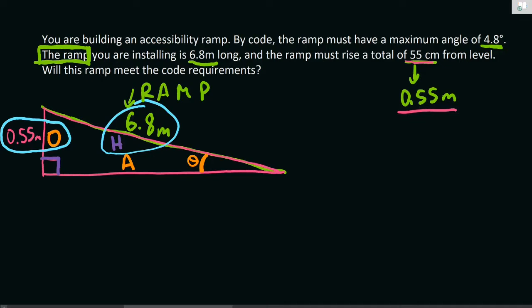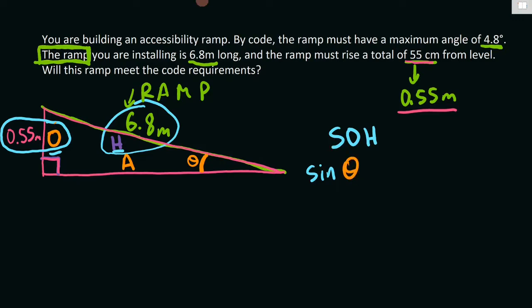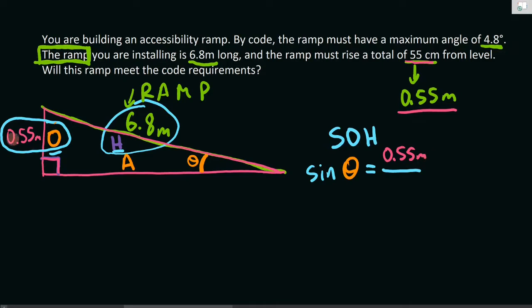Now, if using the SOH-CAH-TOA method, we need O and we need H. O and H is our SOH, right? Don't forget to pronounce that H in SOH. So there's our SOH with the H, and this tells us that the sine of our angle is our opposite, 0.55 meters, right? That's our opposite over our hypotenuse, 6.8 meters.